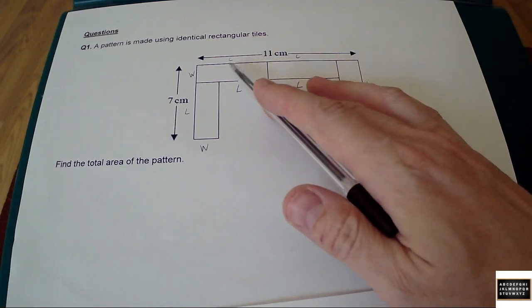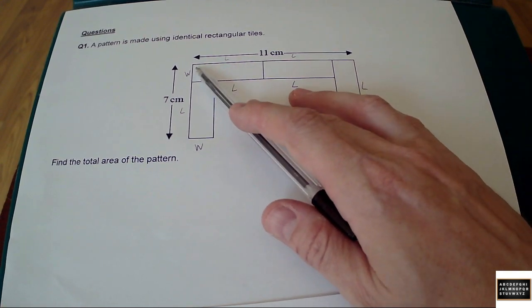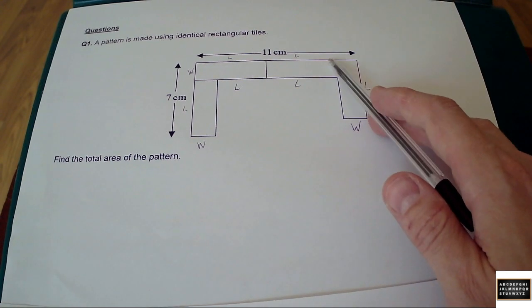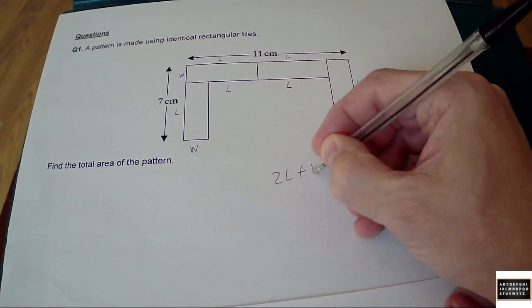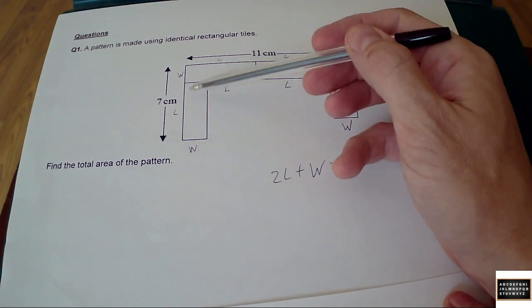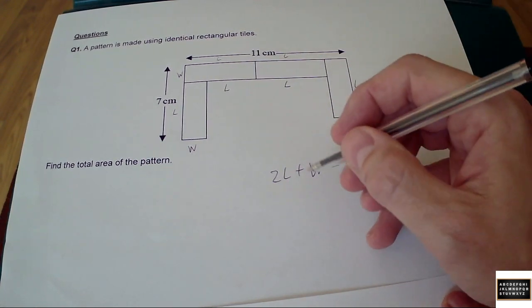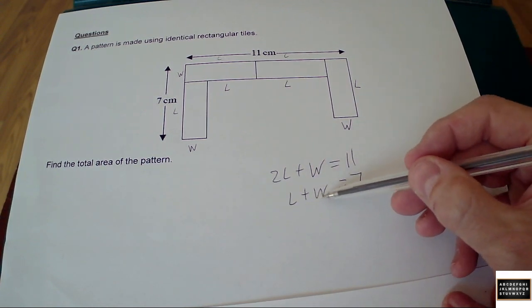Now you can see here across the top we've got 11 centimetres, but if you look carefully we'll have 2 lots of lengths, so one length here, one length there, and then another width. So 2 lengths plus a width making 11 centimetres. And then across the side here we have a width and a length making 7 centimetres. So again I'm going to write that down, length and width making 7.